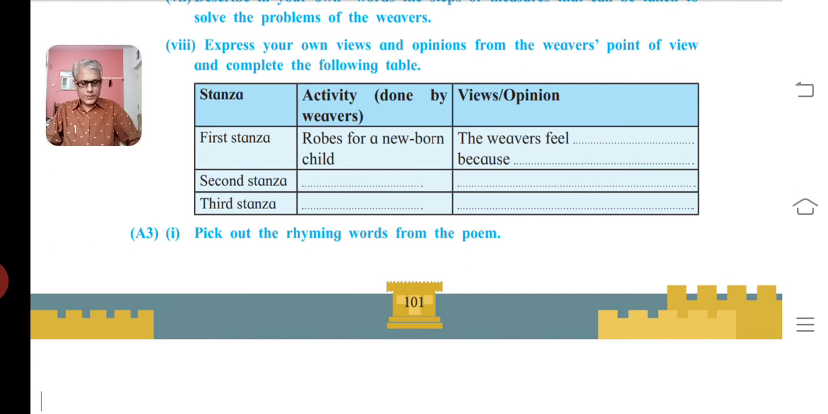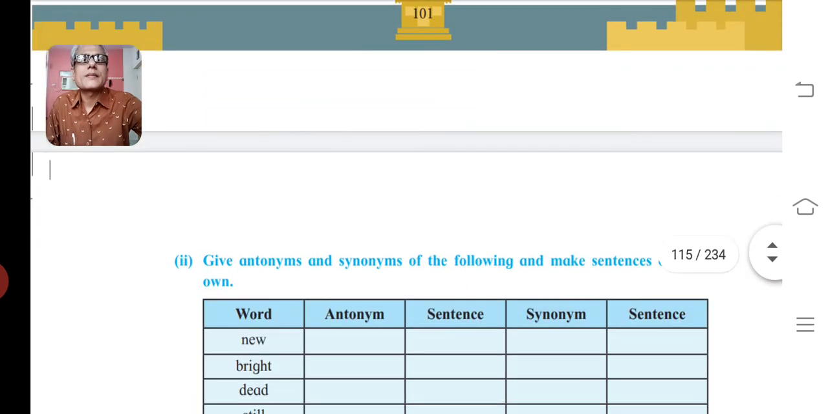Rhyming words from first stanza: day, gay, wild, child. Second stanza: night, bright, green, queen. Third stanza: still, chill, cloud, shroud. Now turn the page and see the activities on the next page.